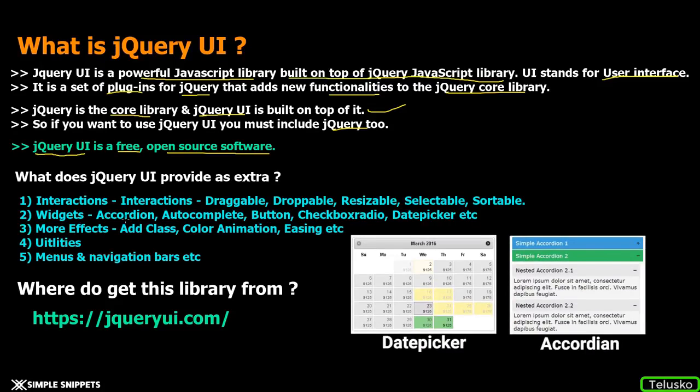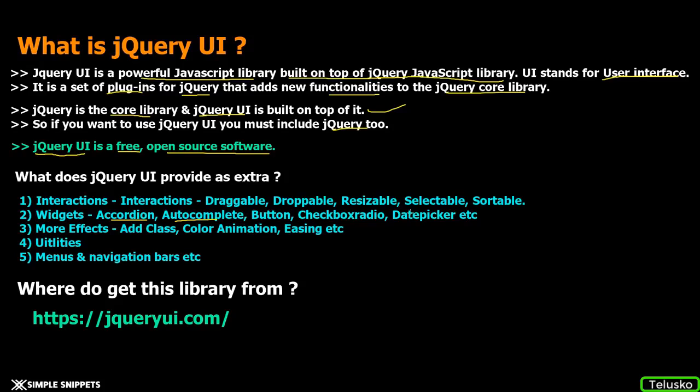Then we have different widgets such as Accordion, Autocomplete, buttons, checkbox radio button, date time picker, and all these things are provided inbuilt in jQueryUI, which adds a lot of features, a lot of functionality, and we'll go through a couple of them in this series. Then we have a lot of extra effects. We already have a lot of effects in jQuery, but then jQueryUI adds even more effects on top of it. We get a lot of utilities, menu and navigation bar functionalities and a lot more, okay? So this was a little bit of jQueryUI introduction.